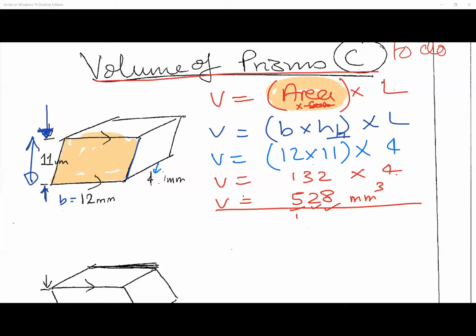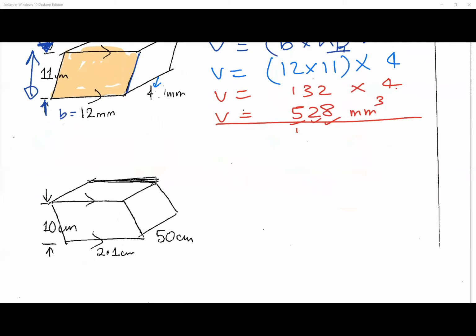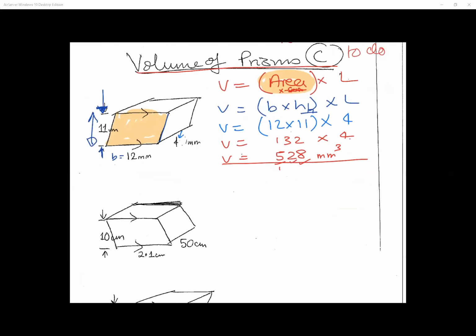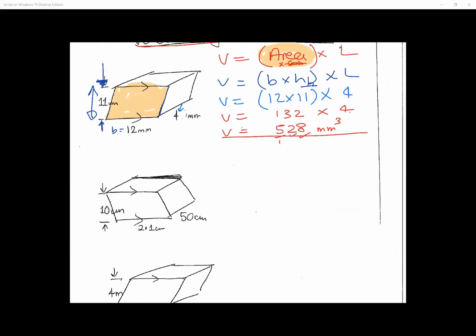So the volume of a prism that has the front face of a parallelogram is exactly the same kind of formula for the volume of a cuboid. It's basically base times by height, times by how long it is. Okay, let's do one more question, Ariana. So, volume equals the base. Sorry, volume equals the area times by the length.